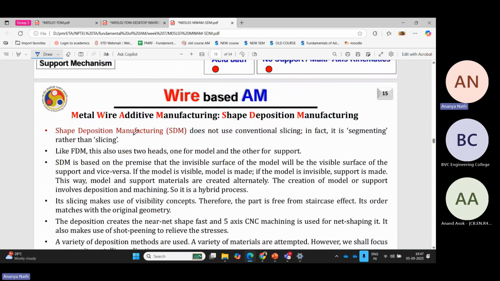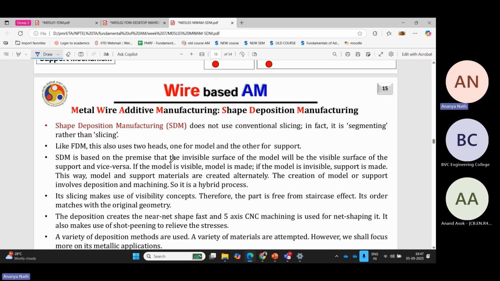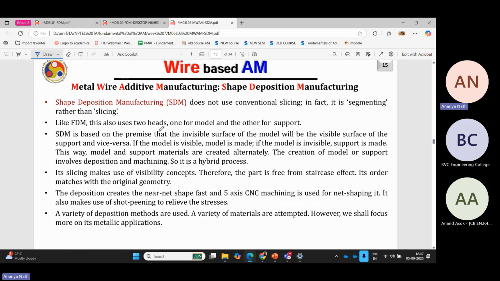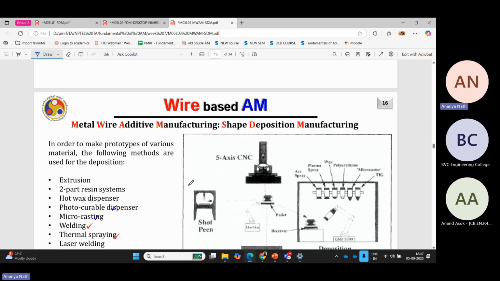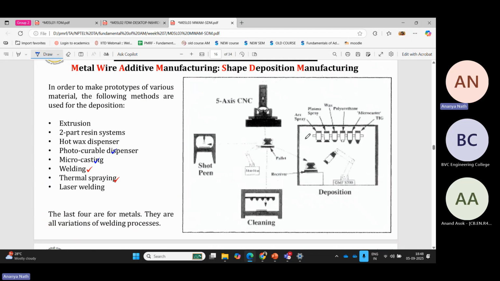Shape deposition manufacturing does not use conventional slicing. In fact, it is segmenting rather than slicing. So shape deposition modeling is nothing but breaking the whole part into a few shapes, and then you're printing one shape after another. It's difficult to demonstrate in this slide, but you can get a video in the lecture.